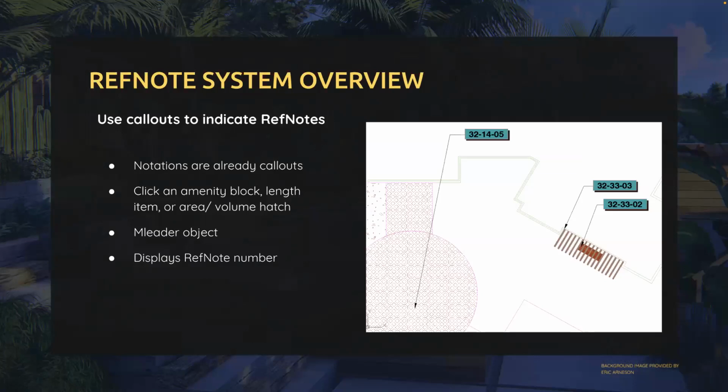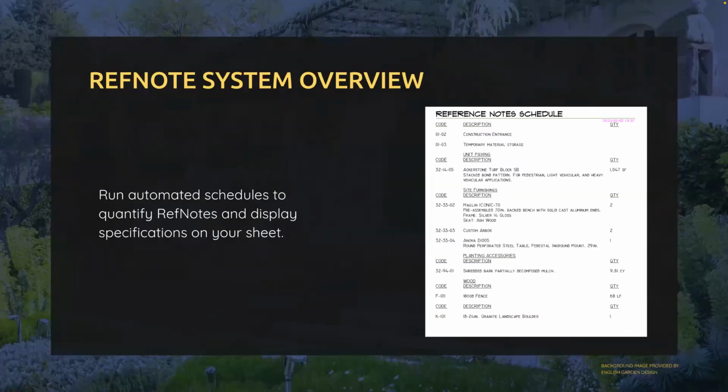Once you've placed some ref notes into the drawing, you can call them out. Basically, you click on the item and it gives you an M leader. You place it and it displays the number of the reference note. Pretty easy. And then you can also run automated schedules to quantify your reference notes and display the specs for that item on your sheet.